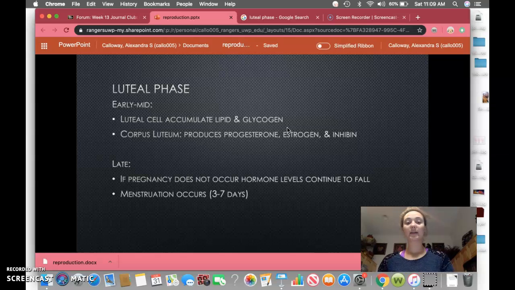So that will occur and last about 3 to 7 days, which overlaps into the next follicular phase. So by the time a woman is on her period, her next follicles are already beginning to develop.